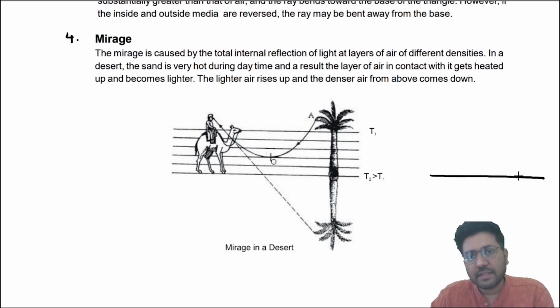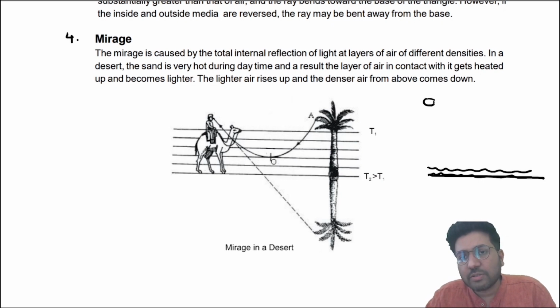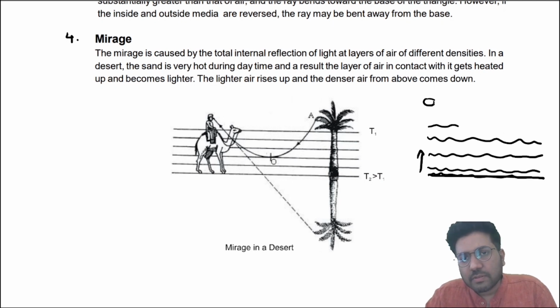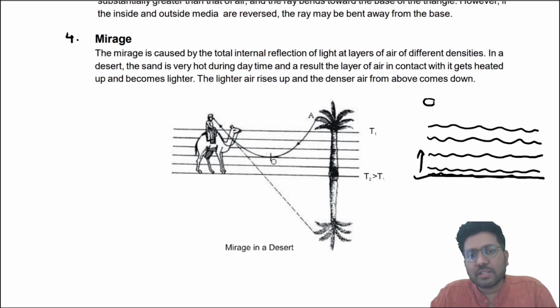See what happens. Due to the sun, the sand gets heated very quickly. If sand gets heated very quickly, the air near the sand also gets heated. The air near the sand gets heated, and as we move up, the temperature of air is getting smaller. Okay, so here the temperature is maximum. Here it is a bit less. Here it is somewhat more less.